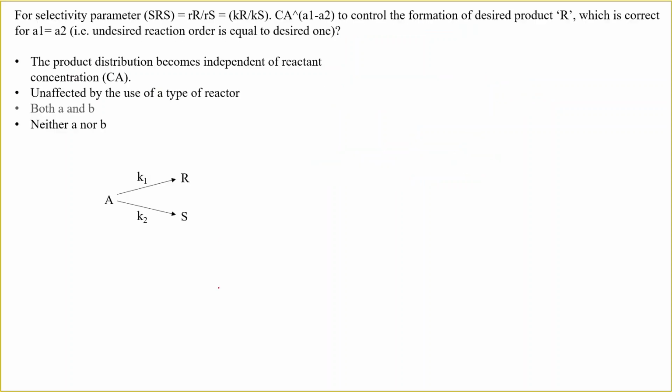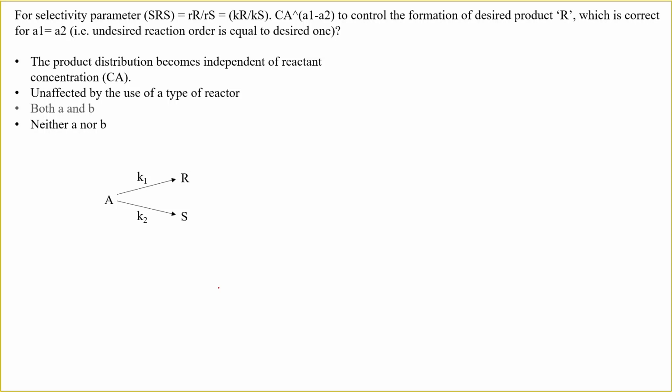Moving on to the next one. For the selectivity parameter, S_RS is equal to the rate of R by the rate of S. Again, similar expression. To control the formation of the desired product R, which is the correct option for a1 equal to a2, i.e., undesired reaction order is equal to the desired? So here you can see that the order of reaction in k1 and k2 formation is the same. So here this is definitely going to be a competing reaction.